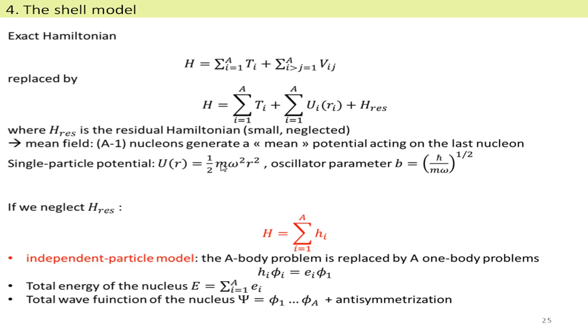So you can first solve the individual Hamiltonian, and then for the nucleus, the total energy will be the sum of the individual energies, and the total wave function will be the product plus antisymmetrization. And the traditional choice for the mean field potential is the harmonic oscillator potential. So the harmonic oscillator potential is characterized by a frequency which is usually converted into the oscillator parameter B, which is the oscillator length.